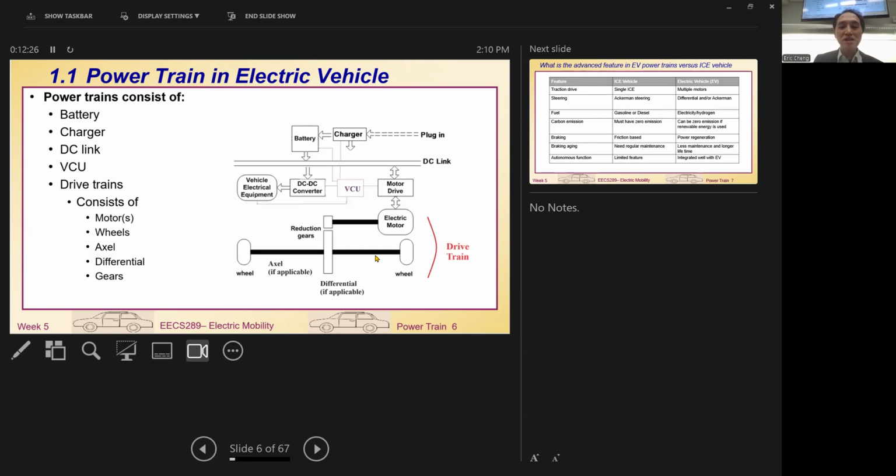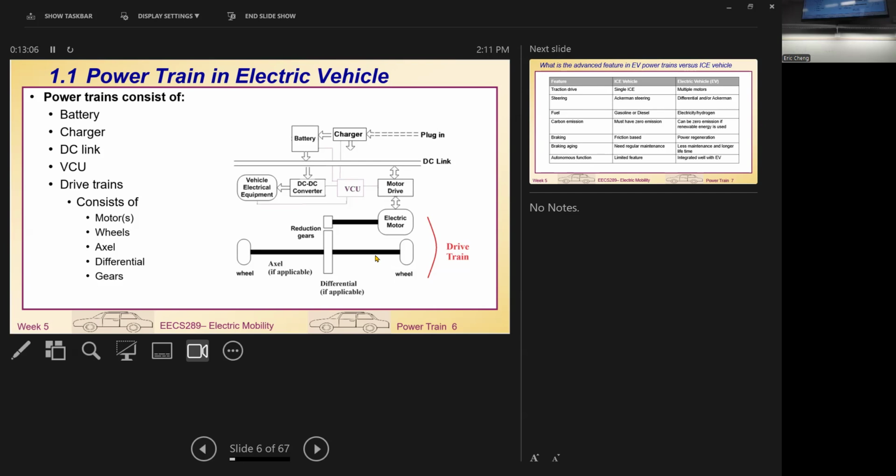The whole thing here is the powertrain. But the drivetrain is mainly what we need to drive. That means the motor going to the wheel is the drivetrain. The whole thing is the power. Anything with power we call powertrain. That's how we separate these two names. So you need to know what the drivetrain is and what the powertrain is. The powertrain mainly consists of all the power components: battery, charger, DC link, vehicle control unit, and the drivetrain, which consists of the motion, the movement part. Anything that can move, we call the drivetrain.